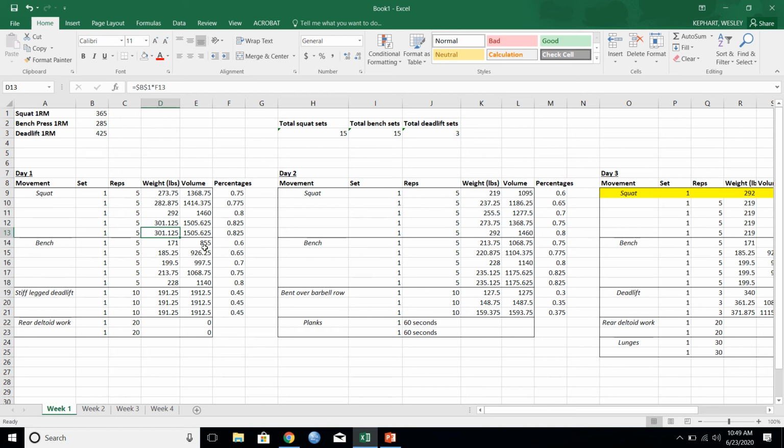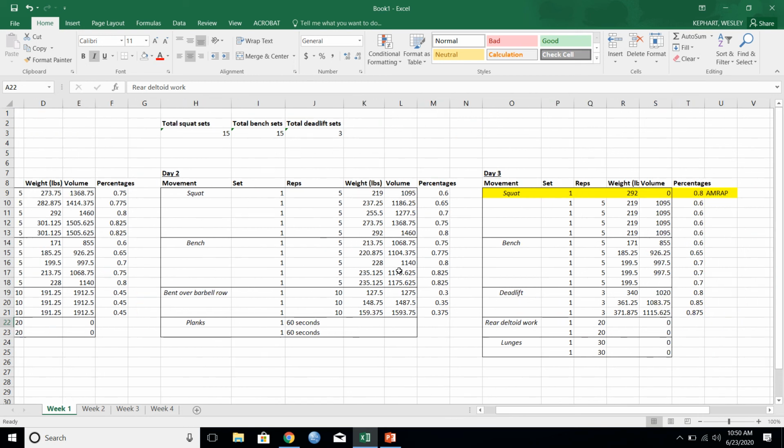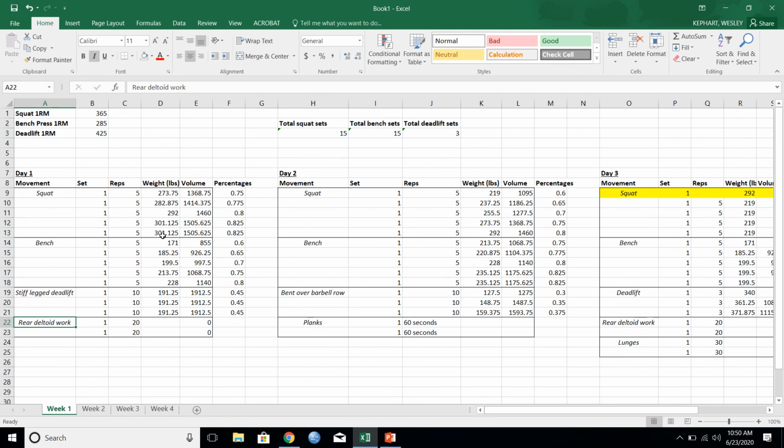I have in here some auxiliary movements where I notice a lot of people get injured. So there's a stiff leg deadlift, so just some hamstring or low back dominant thing. Bent over barbell row, planks, rear delt work. I like face pulls. People can do bent over rear delt with either cables or dumbbells. It doesn't really matter much to me. So that's how that week would look.